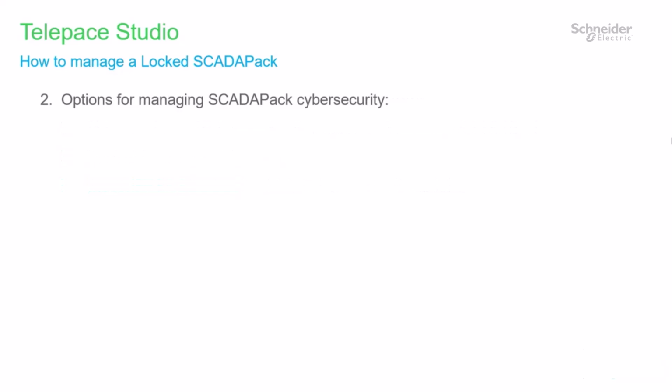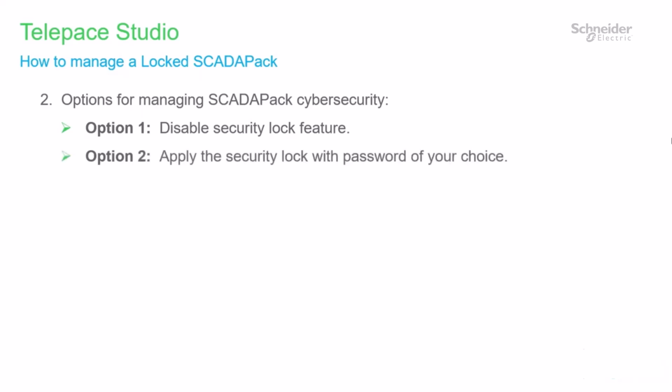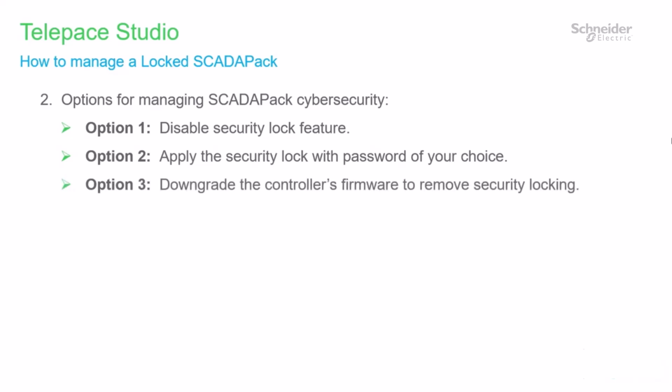Once updated to Telepace Studio 5.4.1 or newer, you will have three choices for managing the secure lock on your new SCADAPack. Option 1, disable the security lock feature. And if the secure lock is desired in the future, a cold boot or service boot will re-enable it. Option 2, apply the security lock with a password of your choice. Option 3, downgrade the controller's firmware and remove security locking altogether.